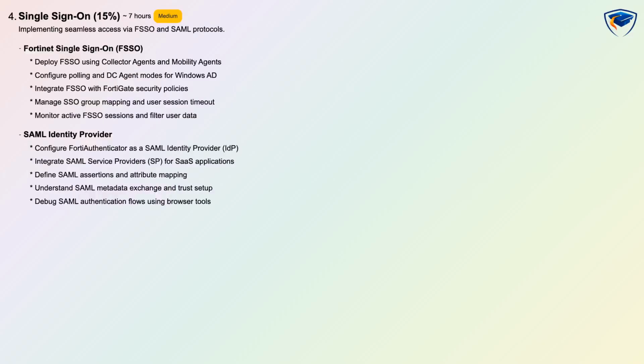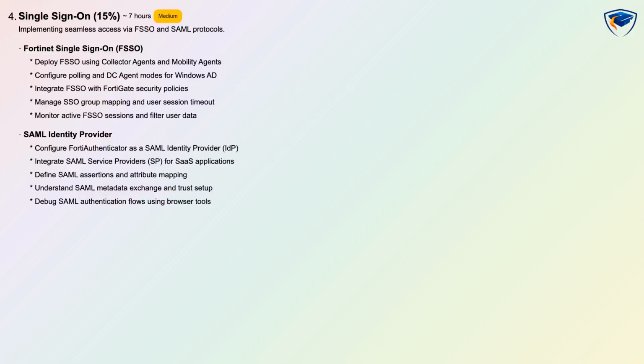Single sign-on covers 15% of the exam, is medium difficulty, and recommends about 7 hours of study focused on scenario-based assessment. You will deploy Fortinet single sign-on using collector agents and mobility agents and configure polling and DC agent modes for Windows Active Directory. The SSO topics include integrating FSSO with FortiGate policies, mapping SSO groups, and monitoring sessions.